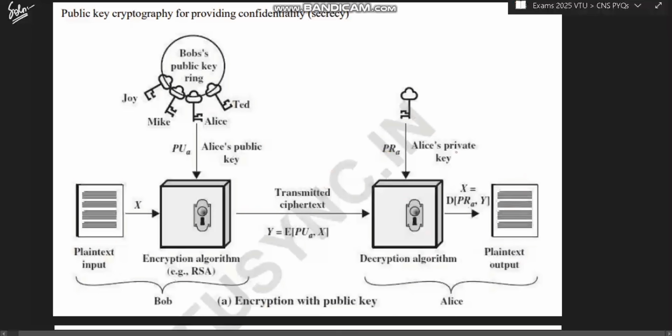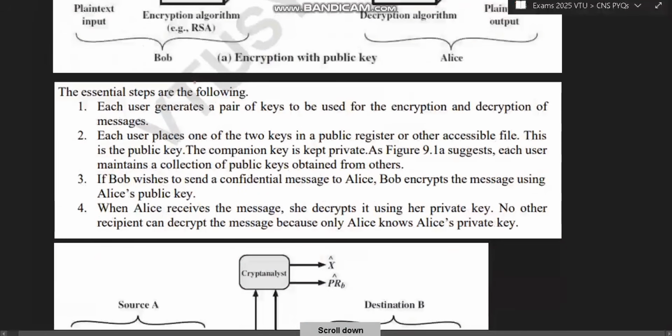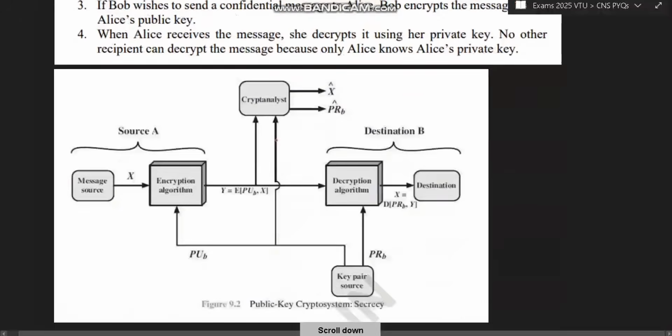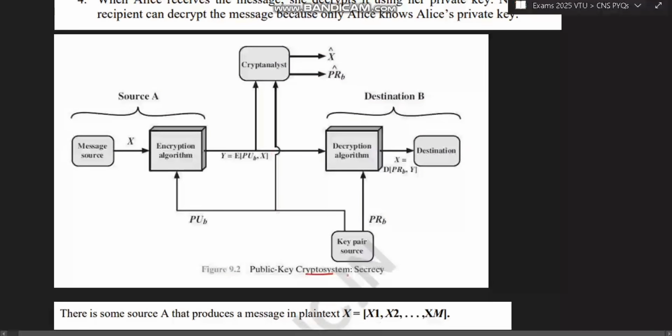The essential steps are the same, which I have explained. You can go through it. Now, public key crypto system secrecy. If we combine everything together, from the source A there is a message source, and an encryption algorithm is applied on it. And the encryption algorithm requires which key? Public key, right? We are trying to lock it using the public key. So the public key of Bob will be applied here.